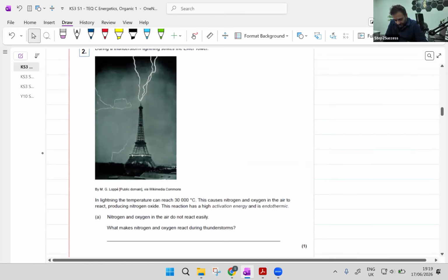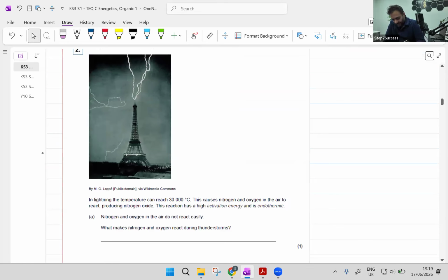Right, this one. What makes nitrogen and oxygen react during thunderstorms? During a thunderstorm, it gets very hot when the lightning strikes. So it is the high temperature. Have I missed a question out? 2A. No, I haven't. Yeah, so the high temperature from the lightning striking is what we're after here.